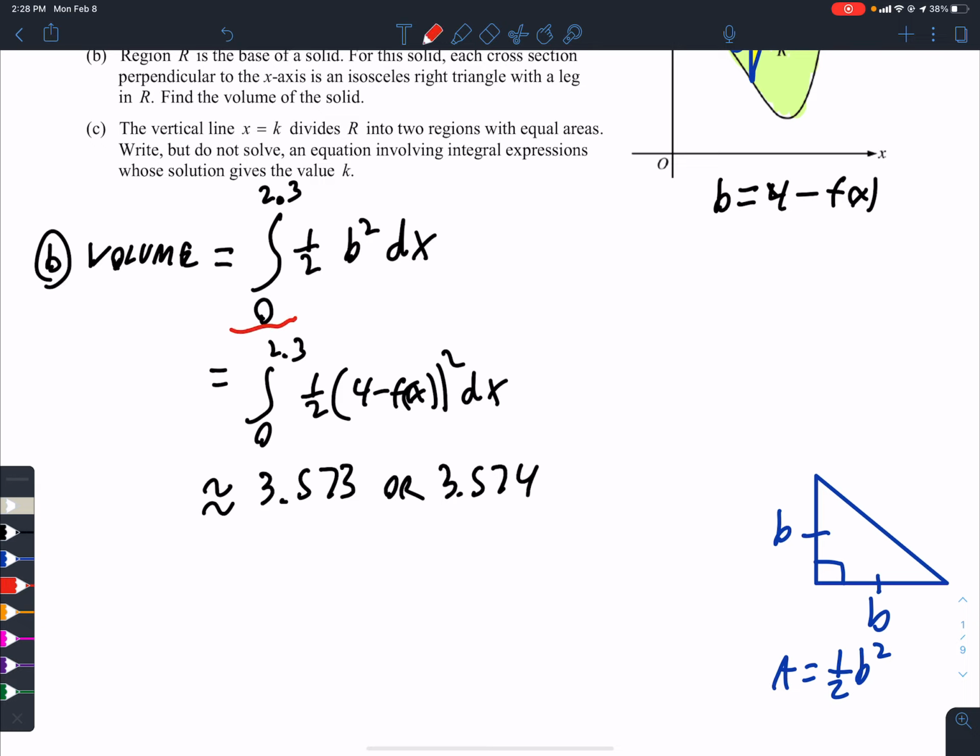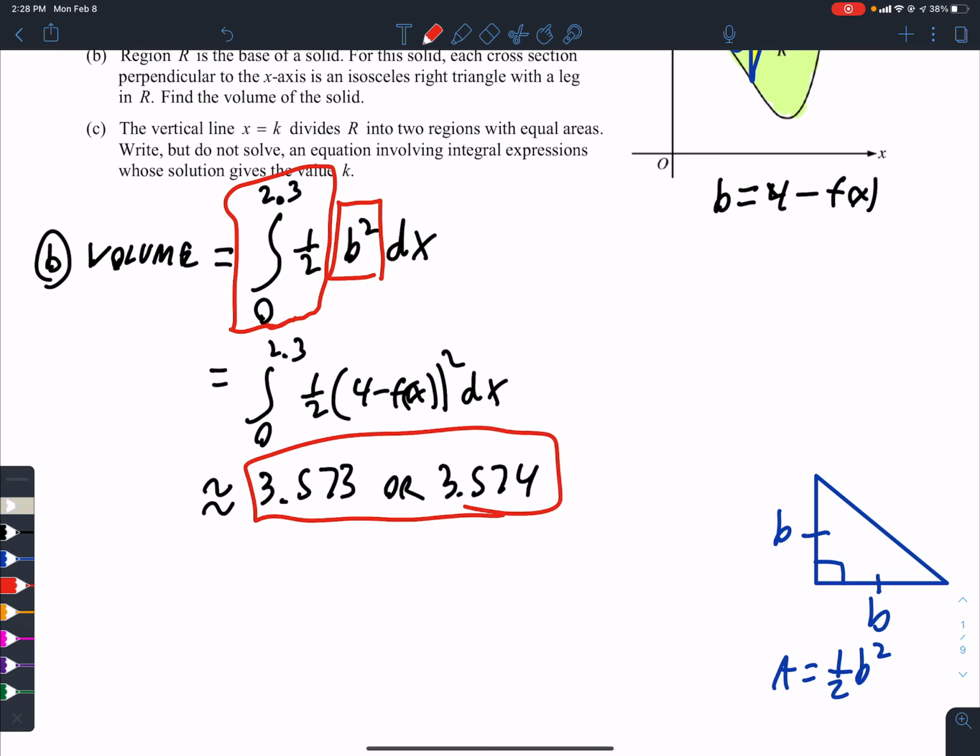Again, probably 1 point for the constant, 1 point for the integrand, and 1 point for the answer. That seems how the breakdown would be. I don't know where I'd give you any other points. Again, when I say b squared, technically I mean this squared. So b would have to be defined somewhere to get that point.